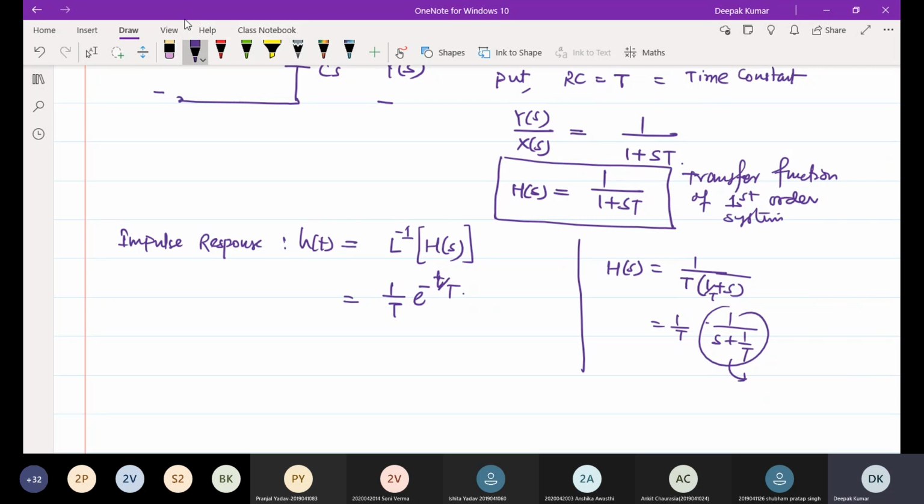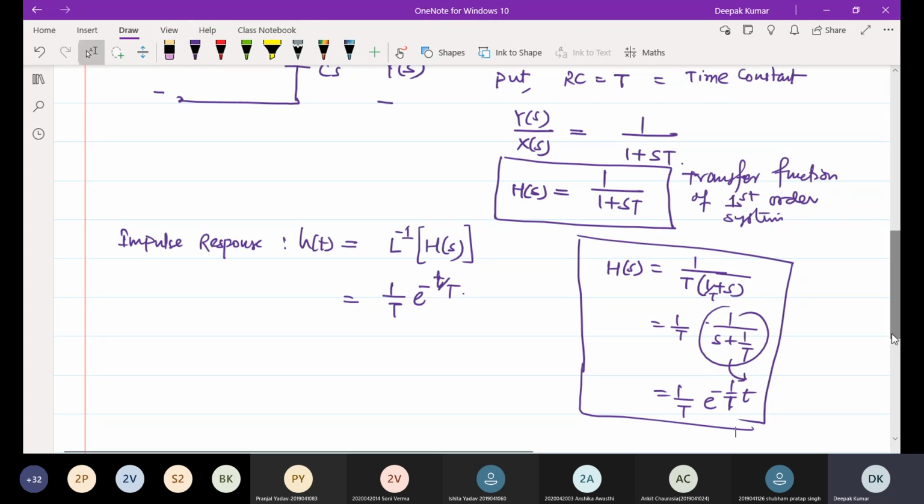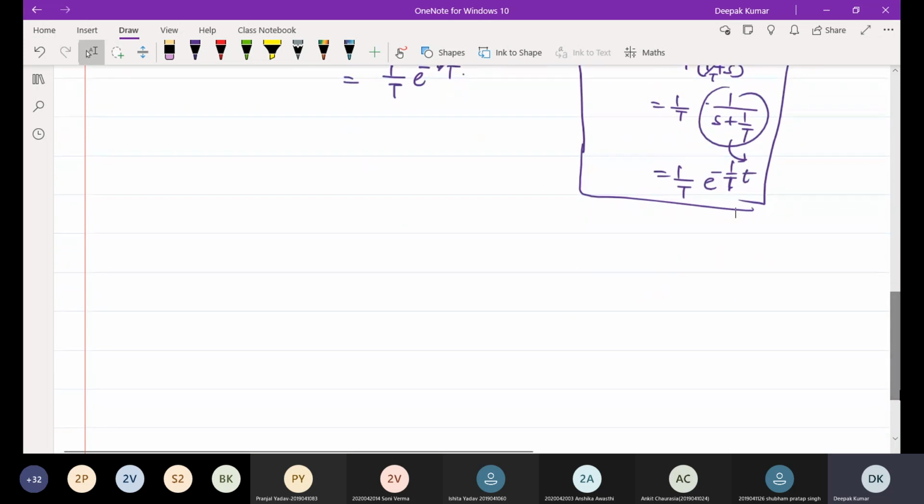कि ये एक्सपोनेंशियल टर्म आ रहा है 1 by t e to the power minus 1 by t into t. What is written here? That's why this is 1 by t e to the power minus t by t. ये तो इम्पल्स रिस्पॉन्स हो गया. अब स्टेप रिस्पॉन्स को निकाल सकते हो. स्टेप रिस्पॉन्स कैसे निकालोगे? उसको सिंपली इंटीग्रेट कर दोगे तो वो भी स्टेप रिस्पॉन्स निकल जाएगा.